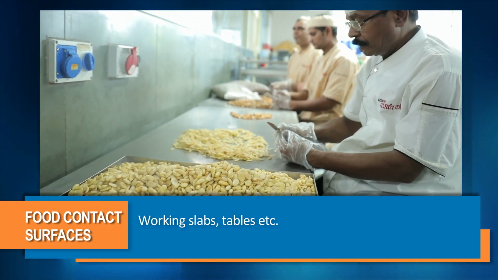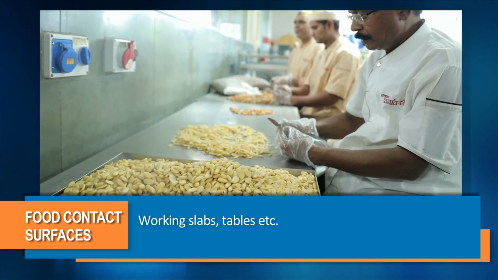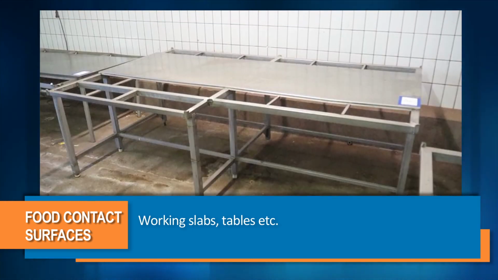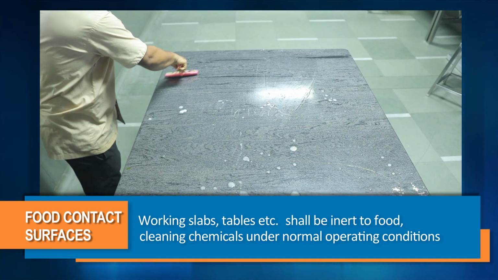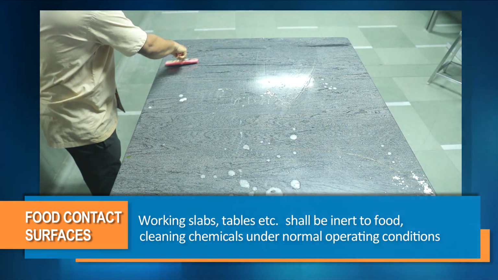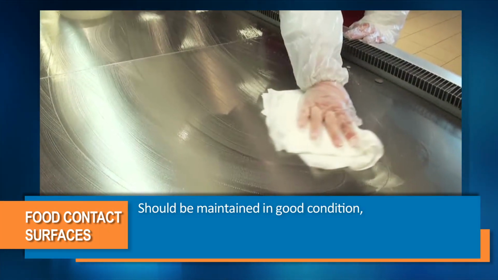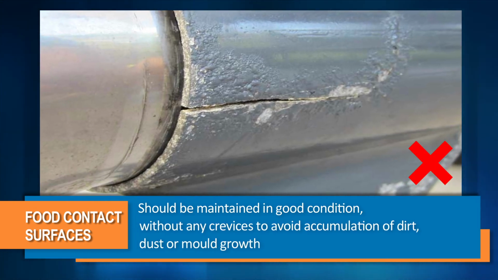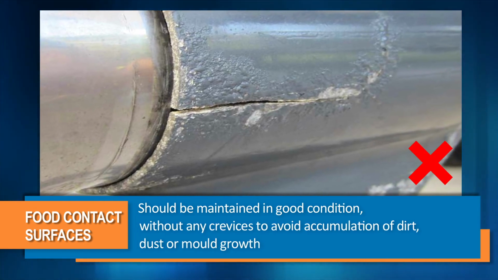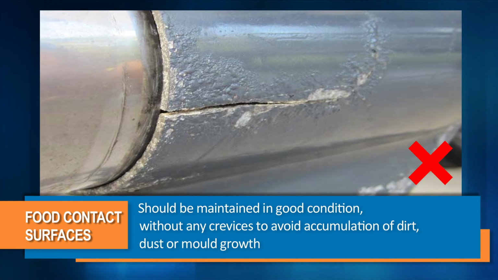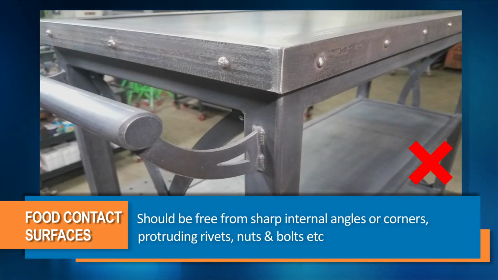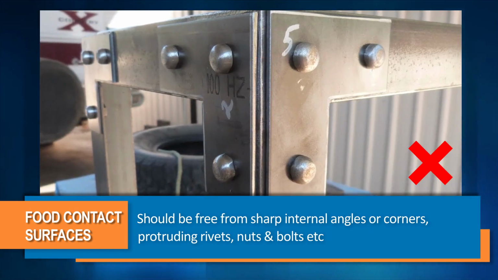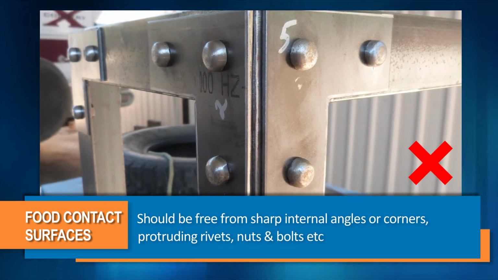All food contact surfaces such as working slabs, tables, etc. shall be inert to food, cleaning chemicals under normal operating conditions. They should be maintained in good condition without any crevices to avoid accumulation of dirt, dust or mold growth. They should be free from sharp internal angles or corners, protruding rivets, nuts and bolts, etc.